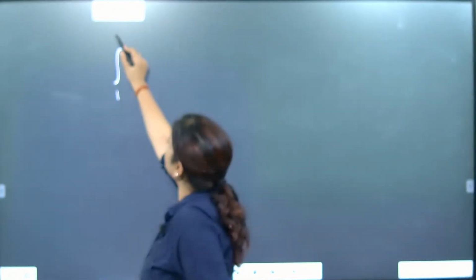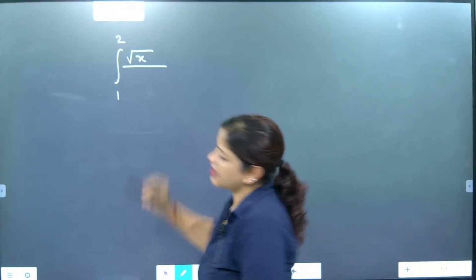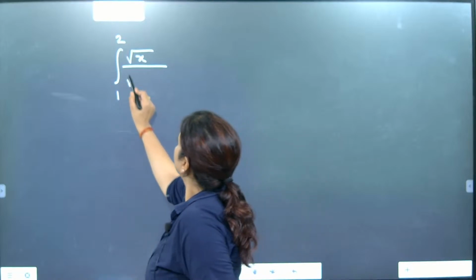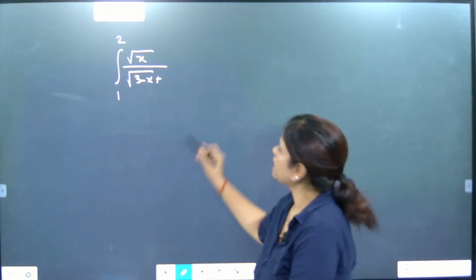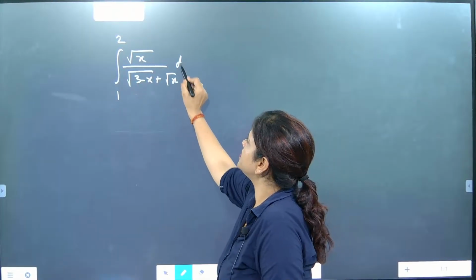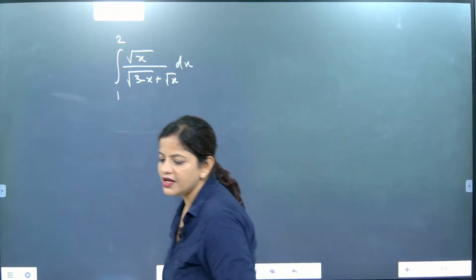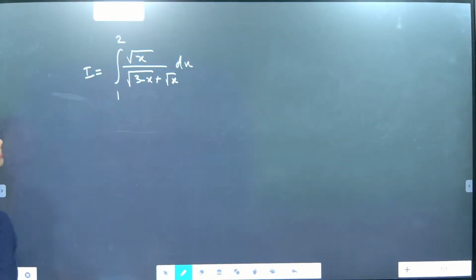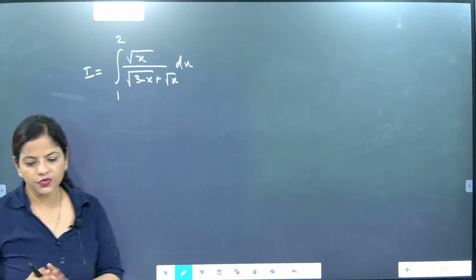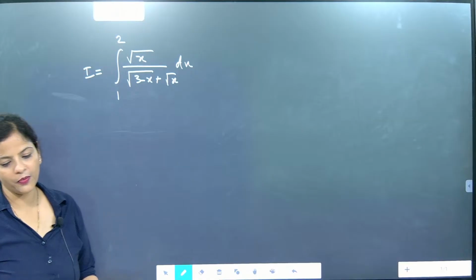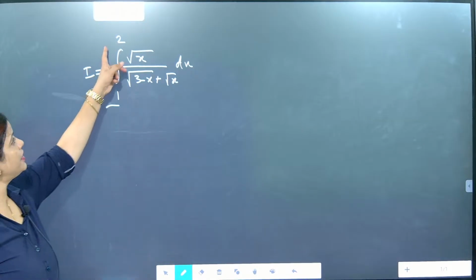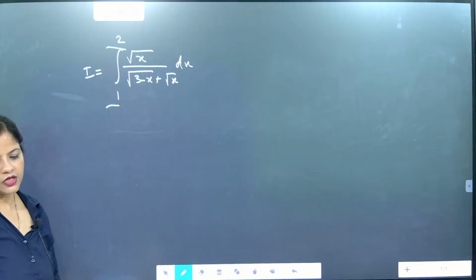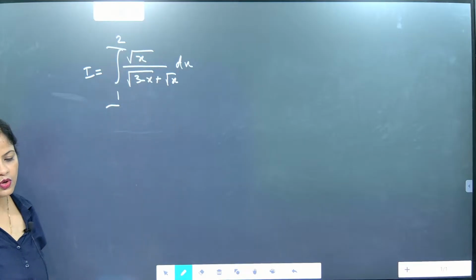When the question will be coming, integral 1 to 2 root under x upon root under 3 minus x plus root under x dx. So this is the question given to you. Let's make it equal to I. If this question is given to you like this, first work what we are going to do, application of property. What is the lower limit here? 1. What is the upper limit here? 2. Got it? So here upper limit is 2, lower limit is 1.